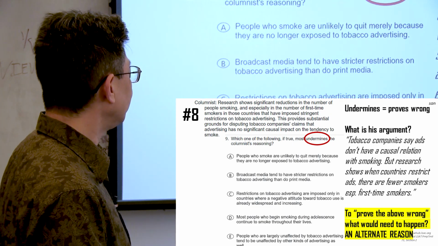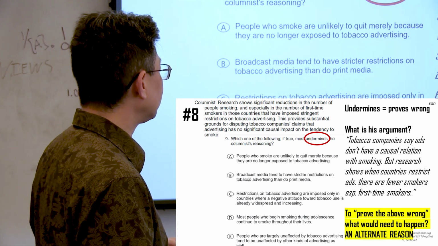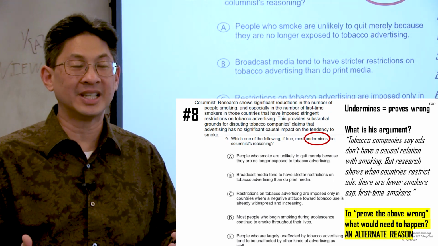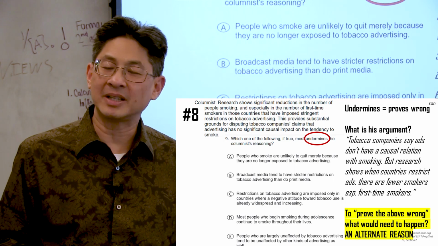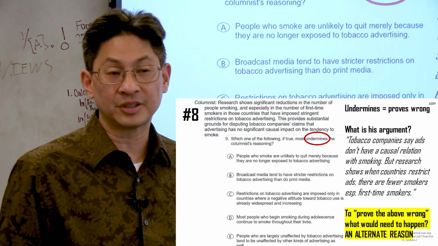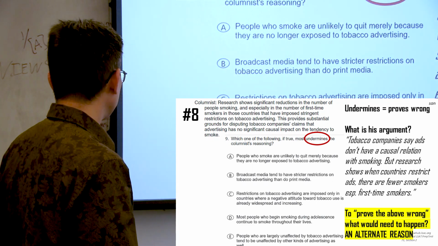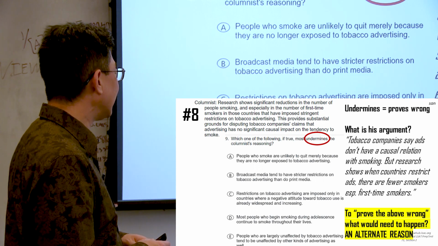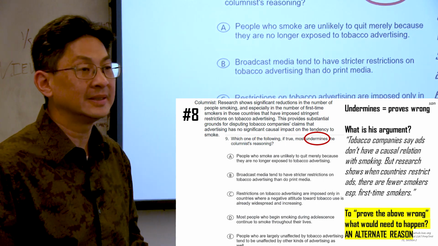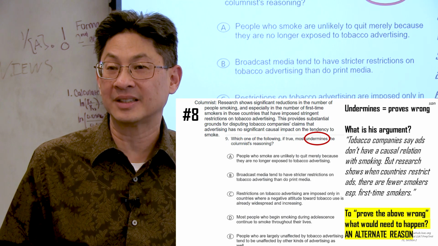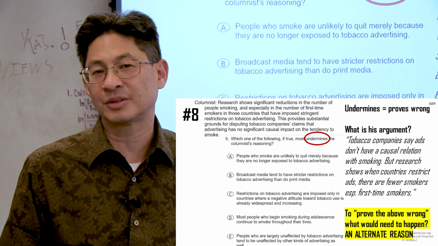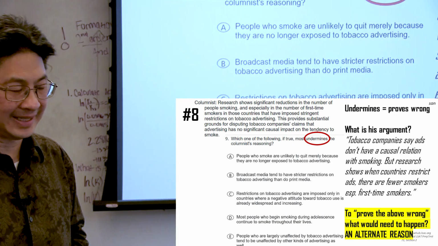How about D? Most people who begin smoking during adolescence continue to smoke throughout their lives. Again, this talks more about people who smoke tending to not stop smoking. Not really relevant here. It doesn't have to do anything with first-time smokers or decreasing the quantity or percentage of smokers. So D is incorrect. How about E? People who are largely unaffected by tobacco advertising tend to be unaffected by other kinds of advertising as well. Again, here we're just talking about advertising and how it affects tobacco advertising versus non-tobacco advertising. Not relevant. We don't really need to worry about answer choice E.